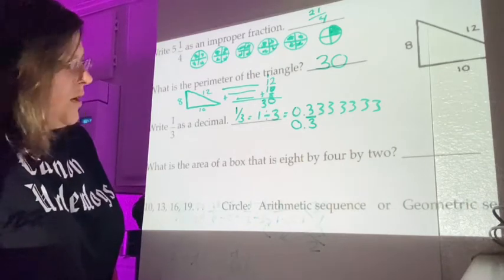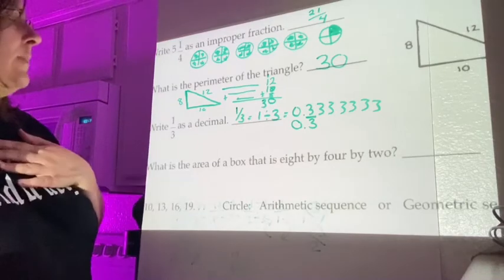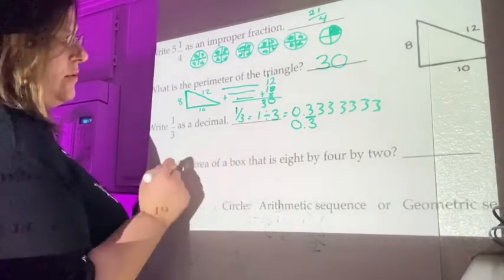Good. All right, what is the area? So let's go to the next one. What is the area of a box that is? So we're looking for area.